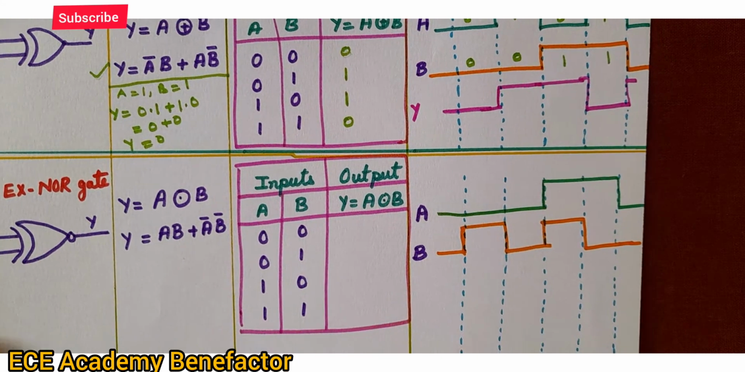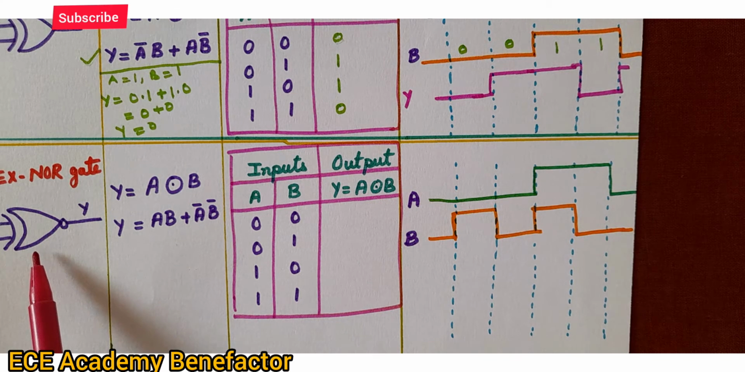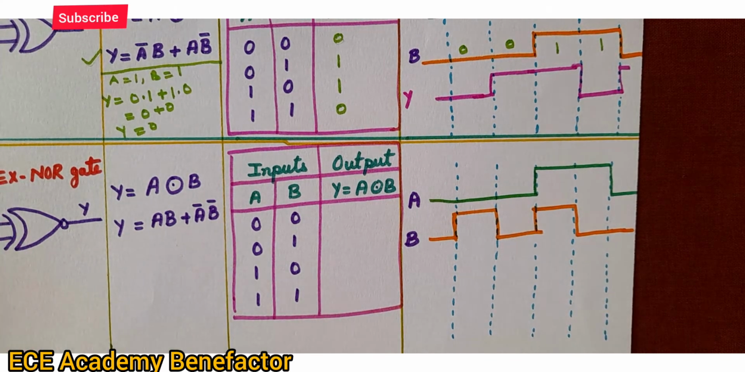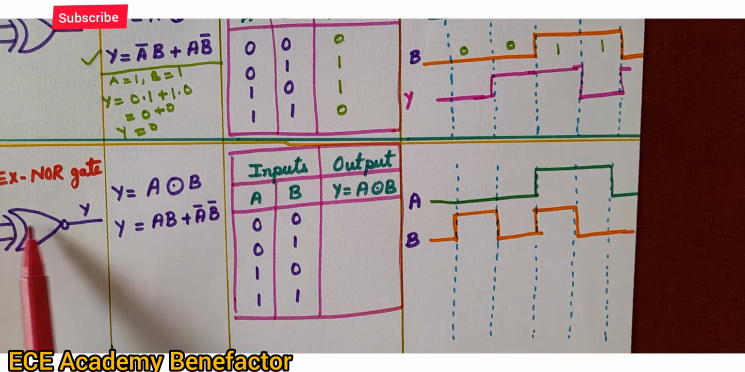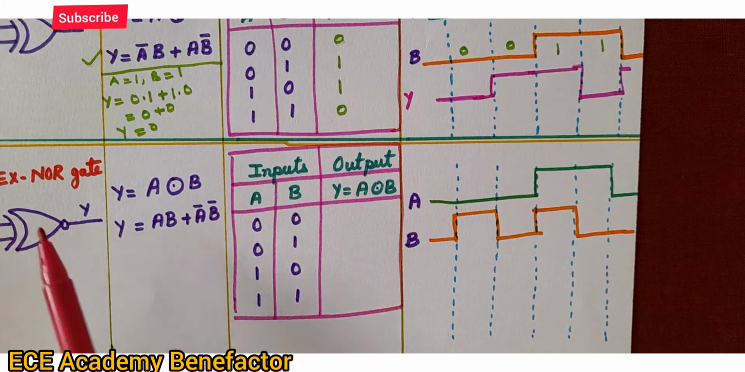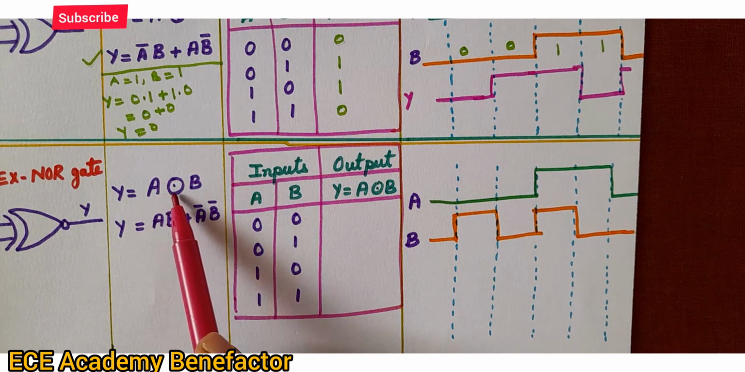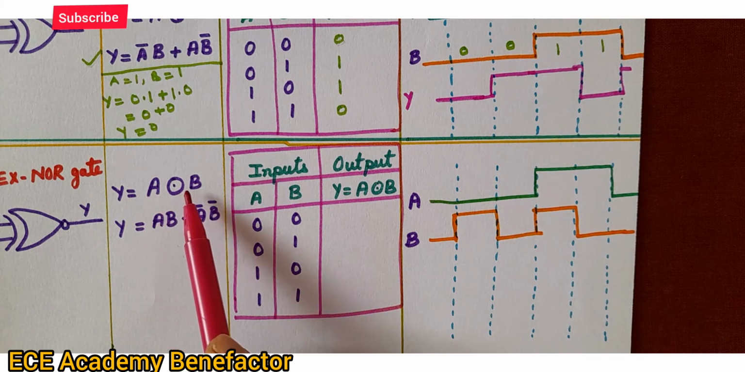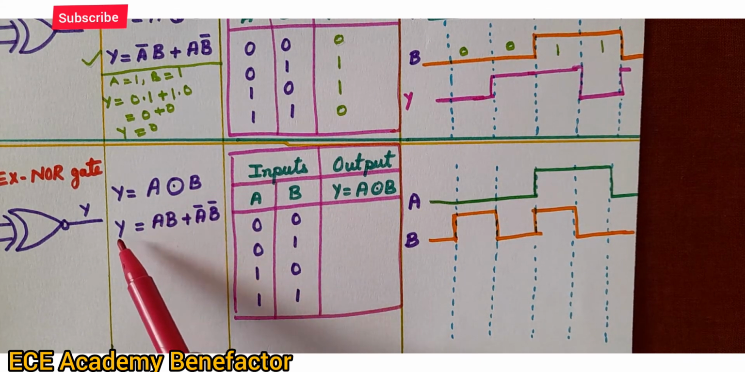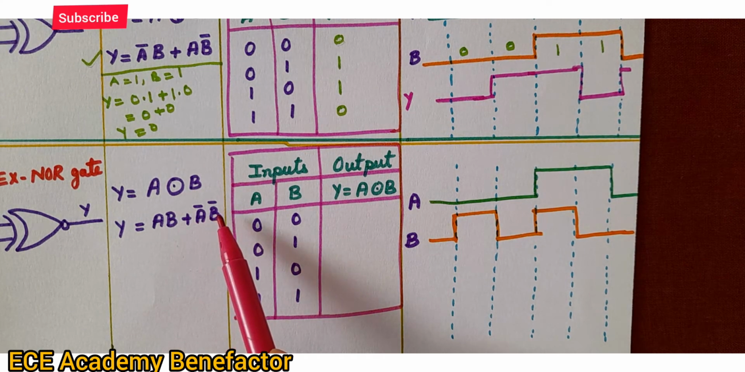Coming to the XNOR gate, this is the logical symbol for the XNOR gate. It looks similar to the XOR gate with a bubble at the end. The bubble is a complement, so you are complementing the output. So we write the expression as Y is equal to A XNOR B. Inside the circle we put a dot. When expanding this, we can write it in another form: Y is equal to AB plus A bar dot B bar.